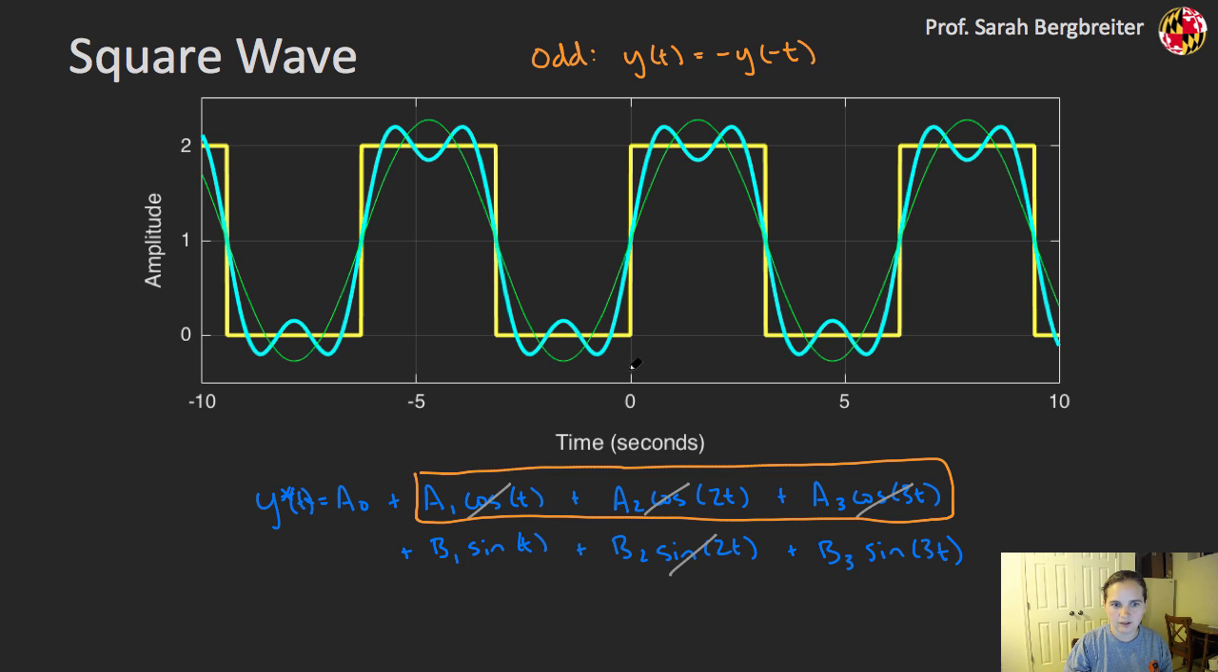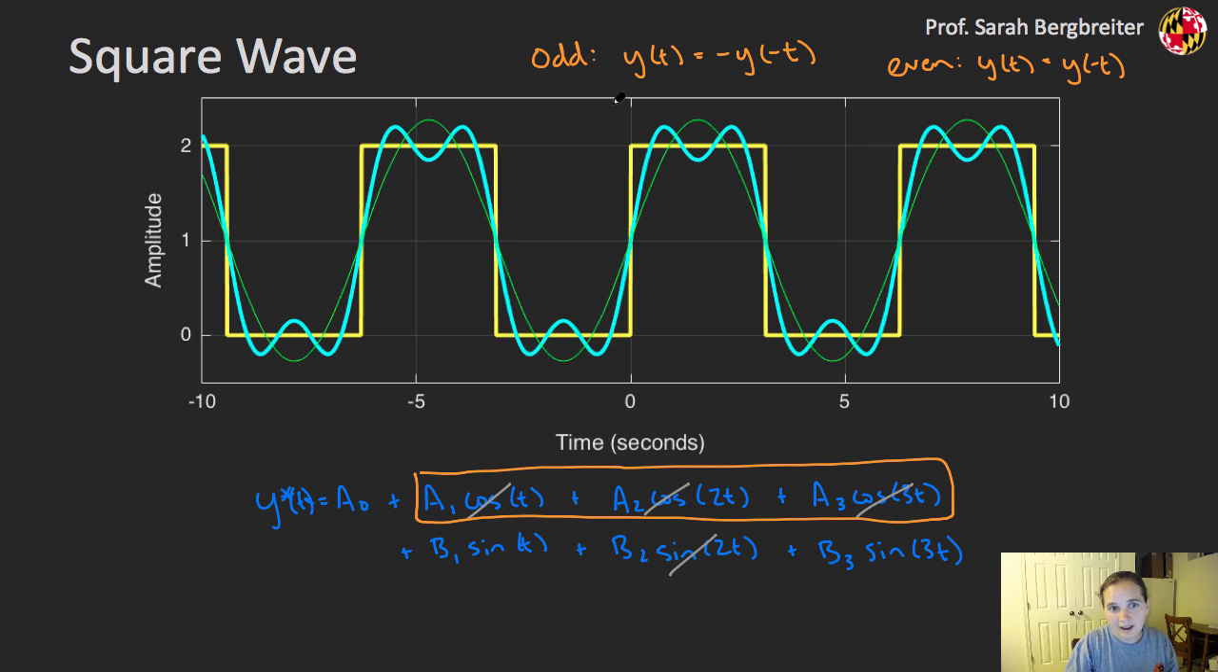So if I downshift this to 0, I can see that I can do that, and it's an odd function. A sinusoid in general is an odd function. A cosine is an even function. And for an even function, y of t is equal to y of negative t. It's effectively reflected around the y-axis.